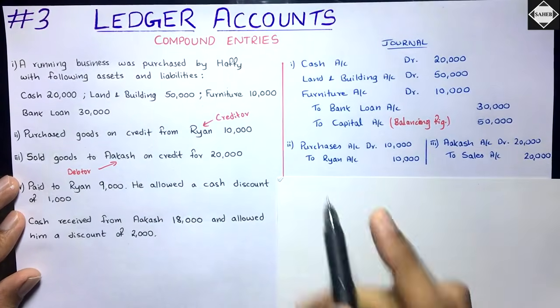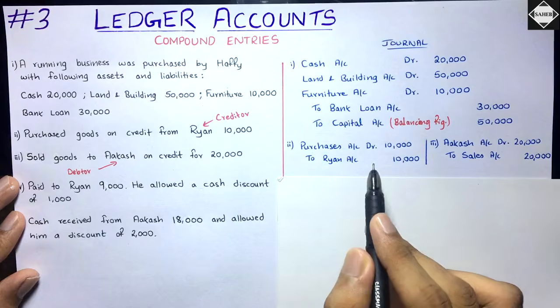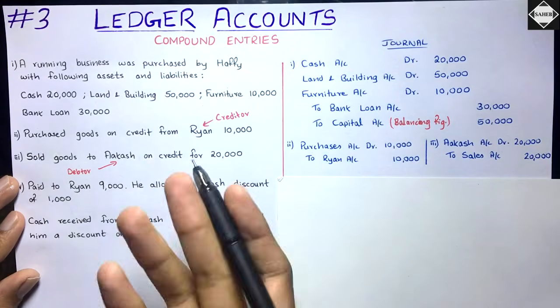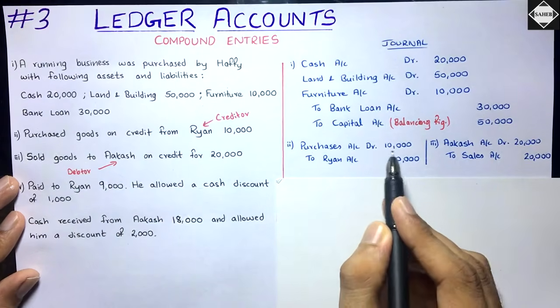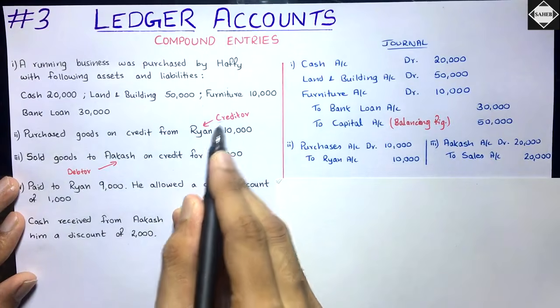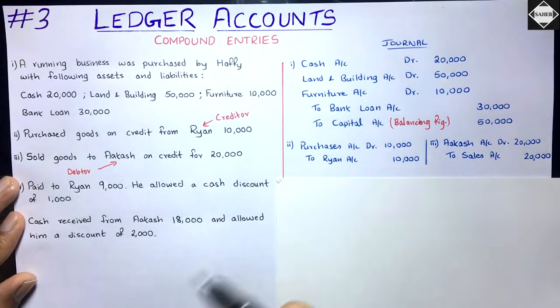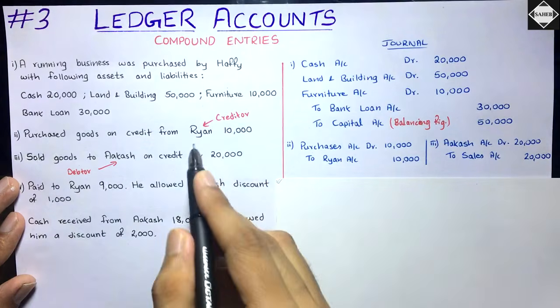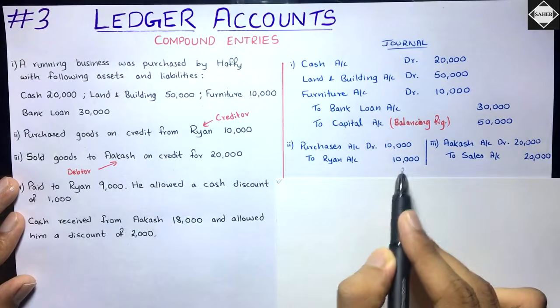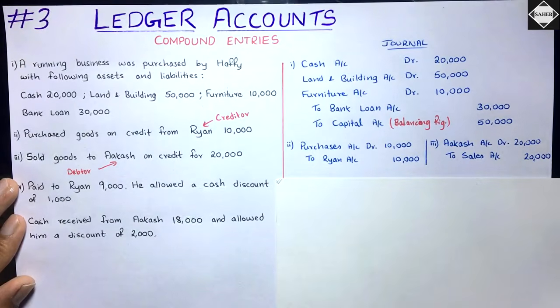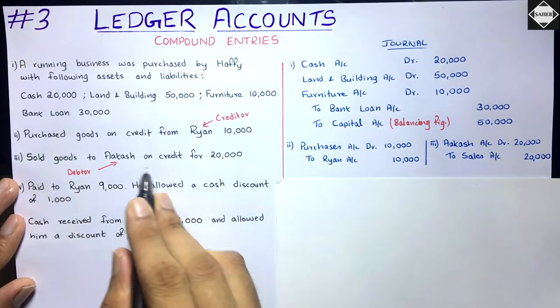It's very simple. Purchases account debit to Ryan account. We have purchased the goods. Our expense is increasing, so we have to debit purchases. And then Ryan is our creditor. We have an obligation now to pay Ryan. So he's our liability, creditor, payables. So we have to credit his account, to Ryan account 10,000. Is that clear? Right.